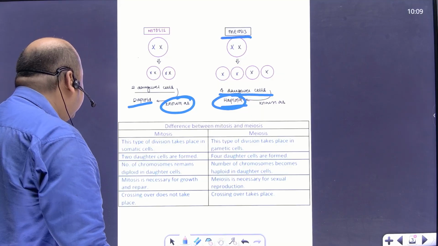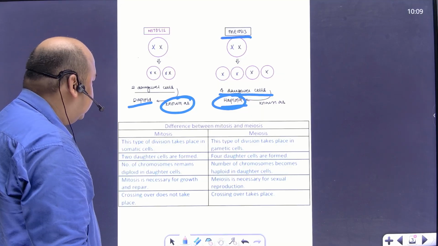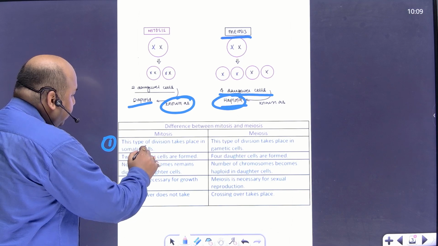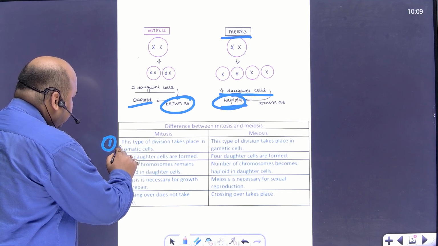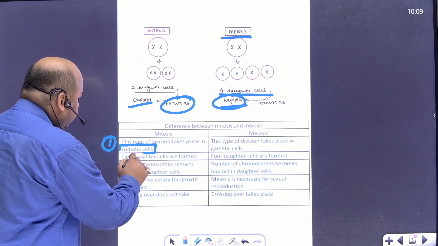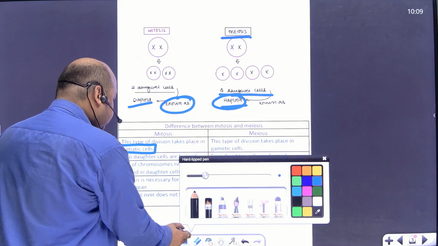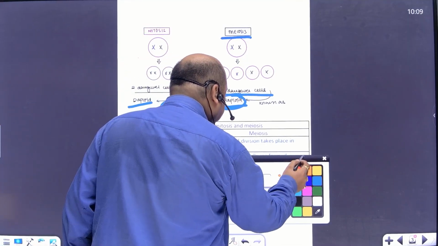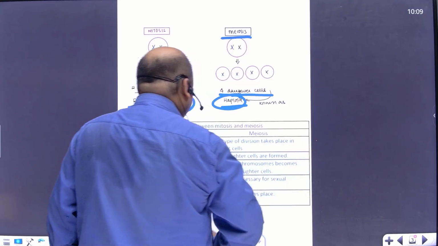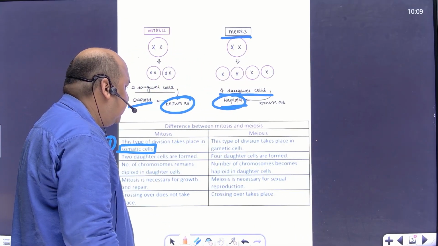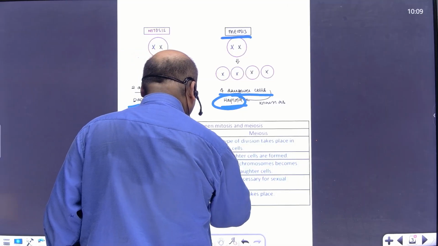In mitosis, the first point is that this type of division takes place in somatic cells. And in meiosis, this type of division takes place in gametic cells.